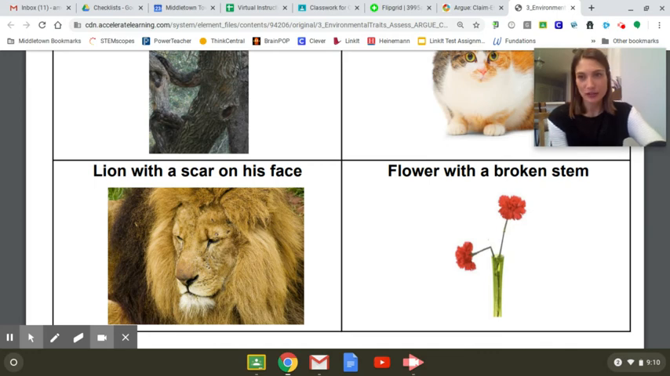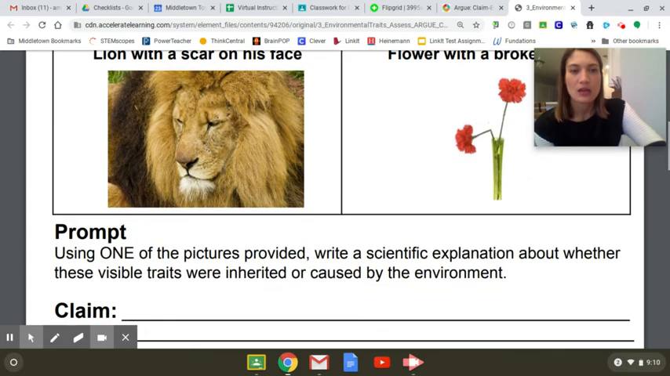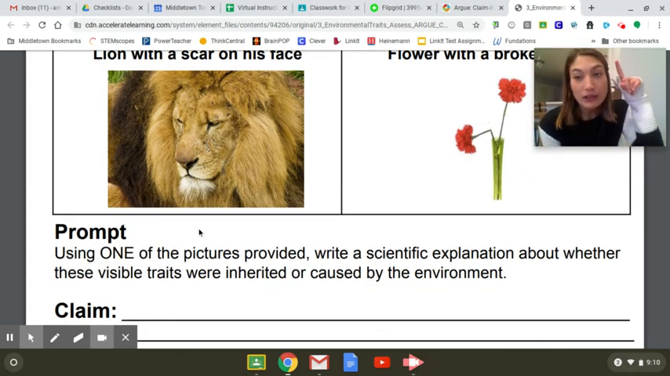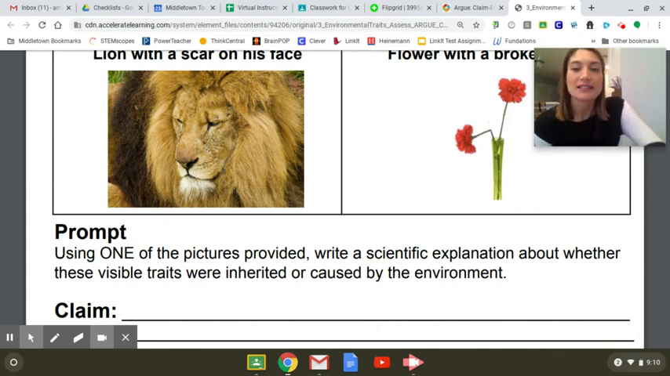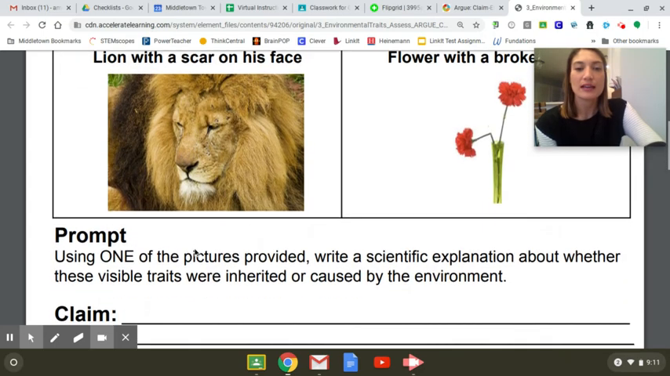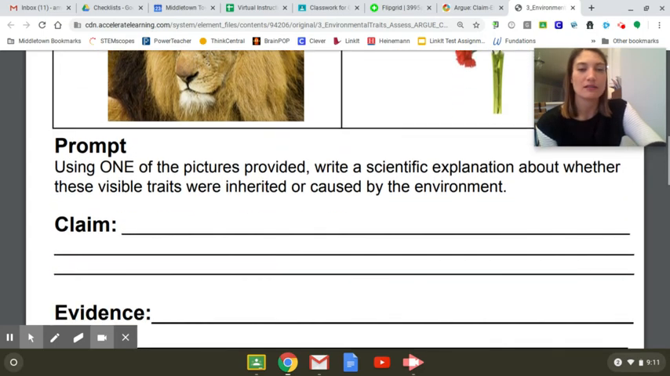So right now in your mind, you should be thinking, were these inherited traits? Are they passed along from parents? Or is it caused by the environment? Something happened to all these plants and animals. So this is your job today. It says use just one of the pictures provided. Write a scientific explanation about whether these visible traits were inherited or caused by the environment. So pick one picture where you know for sure what it is. And you're going to say, was it inherited or caused by the environment?